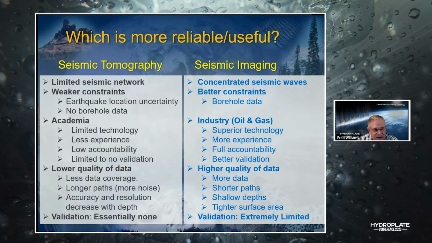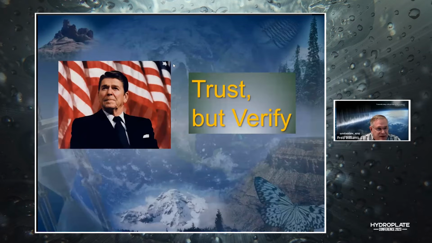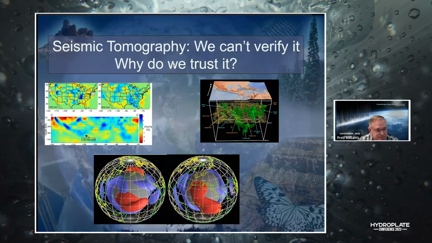And really, we're going to find out an Achilles heel is the validation. It's almost none with tomography, and it's extremely limited with seismic imaging. And I'm going to get into that in a little bit more detail. So many of you probably remember, if you're old enough, Ronald Reagan saying the famous phrase, "trust but verify," when talking about the Soviet Union. With seismic tomography, we can't verify that these things are accurate. Why do we trust it?